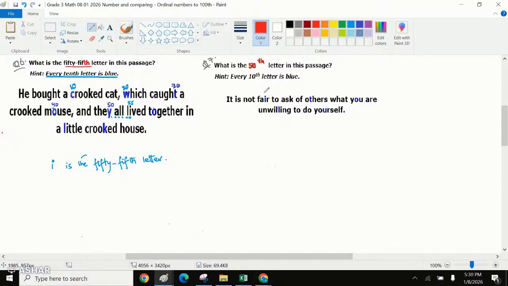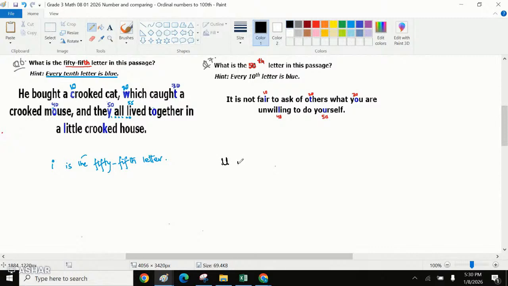So can we say this was the 10th position? Because it says the letters in blue is every 10th position. This would be the 20th position. This would be the 30th, right? This would be the 40th, and this would be the 50th, right? So what is the 50th alphabet in this passage?